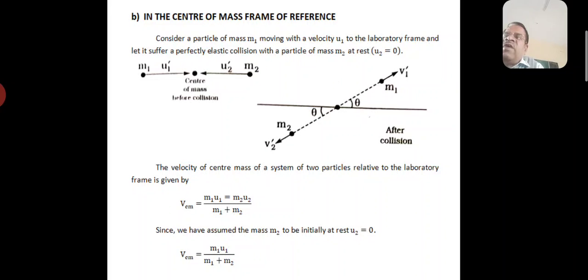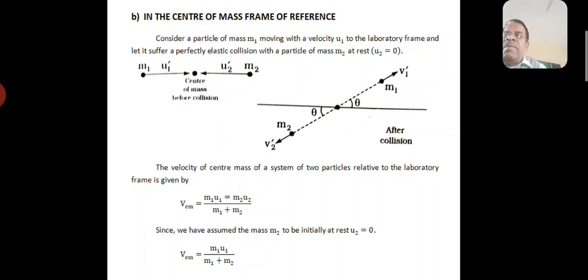Now we have to discuss the elastic collision in the center of mass frame of reference. Go through the diagram. Consider a particle of mass m1 moving with a velocity u1 in the laboratory frame, and it suffers a perfectly elastic collision with a particle of mass m2 at rest, that is u2 equals 0.